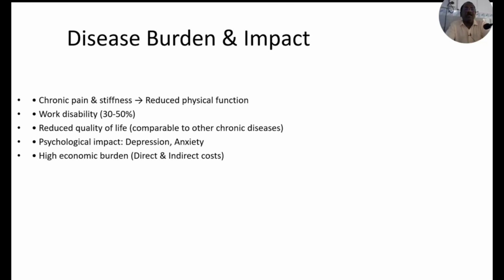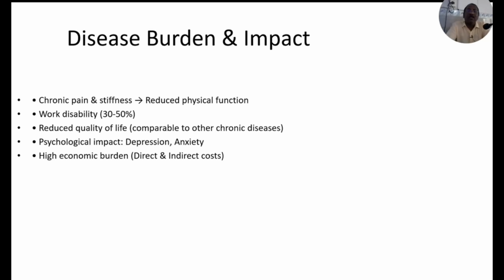What about the disease burden and the impact? It's chronic pain and stiffness, so obviously reduced physical function. Work disability is about 30 to 40% of the population. There is reduced quality of life compared to other chronic diseases, because the movement is restricted. Because of the restricted movements, they want to take rest, much bed rest. So obviously the quality of life will be disturbed, because life is mobility. Here the mobility is compromised.